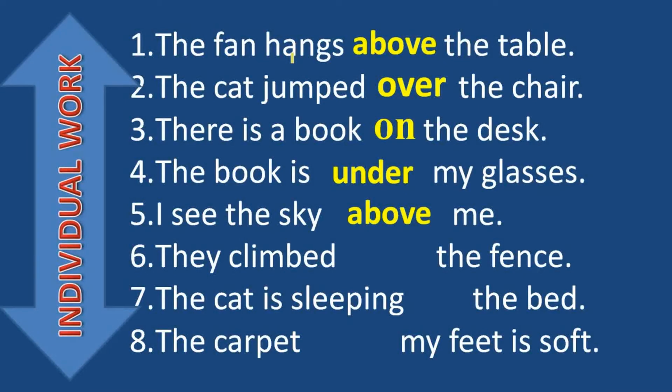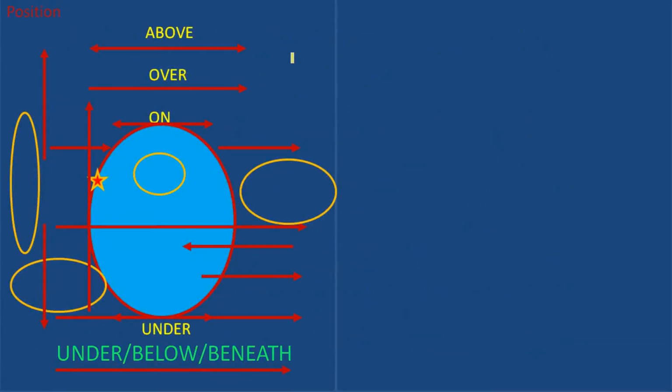They climbed dash the fence, over. The cat is sleeping on the bed. The carpet dash, of course, under. The carpet under my feet is soft. Okay. In your home, you should practice sentences like this. Okay, next, sometimes we get confused about under, below and beneath.